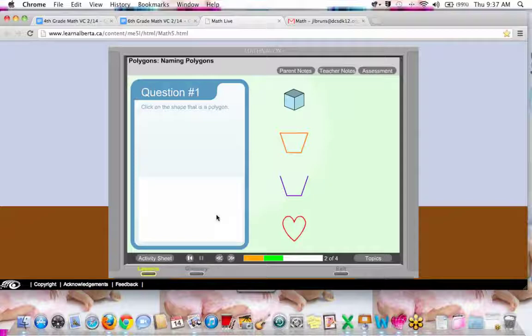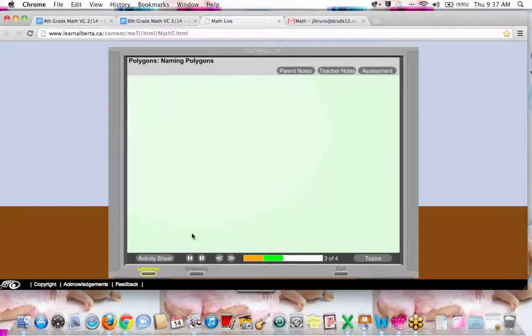Click on the shape that is a polygon. Okay, so Dakota, which one should I click on? You could just tell me by the color. Orange. Yeah, the orange one. Perfect. That's right.